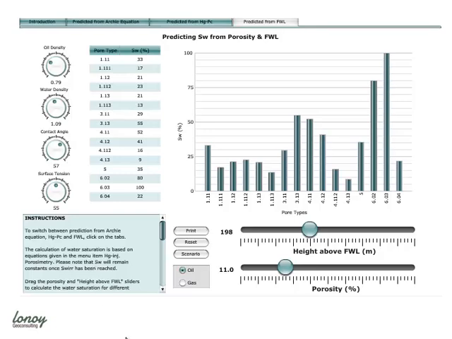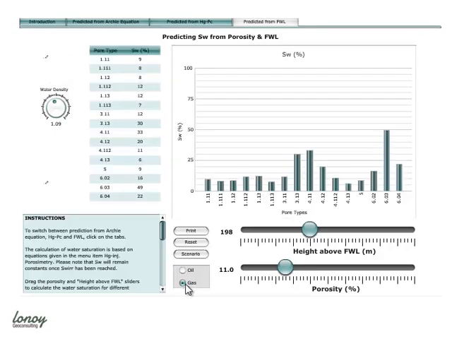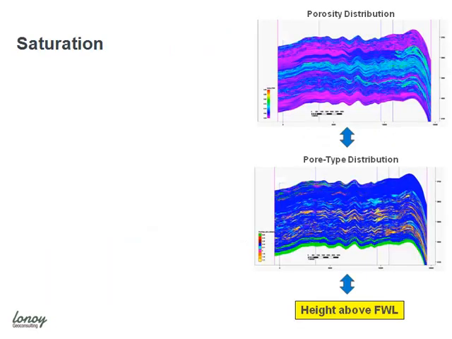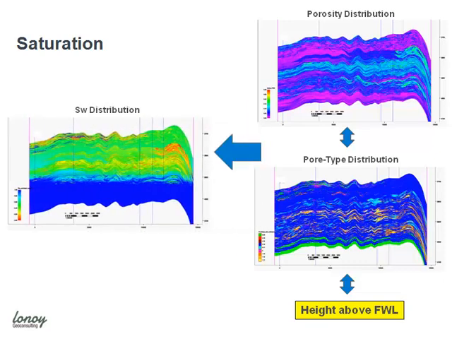The prediction tool can handle both oil and gas reservoirs, and this can be selected from these radio buttons. By integrating the porosity distribution with pore-type distribution and the height above the free water level, and by applying the water saturation equations, we can predict the water saturation distribution across the field.